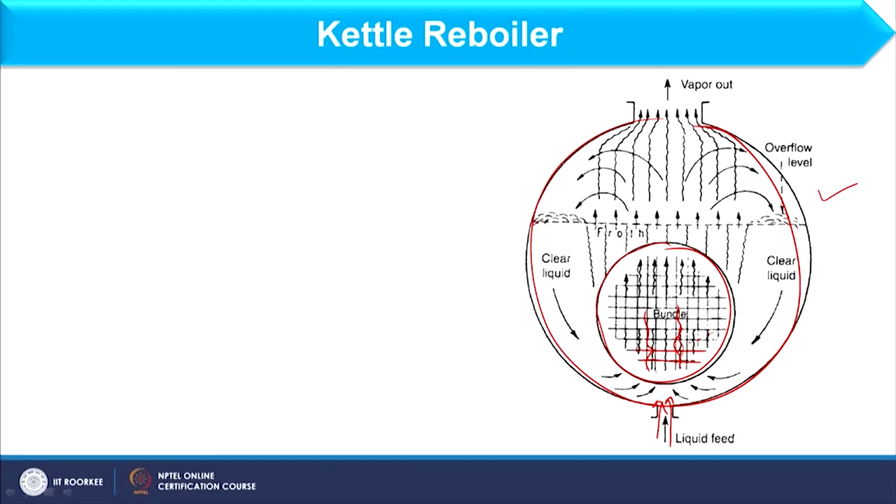And if you see in this diagram, we have this line, and this line is nothing but the weir. Okay. This is the weir, and this ensures that the bundle is always immersed in liquid. Okay. And in this case, because the bundle is in the liquid, we call this pool boiling, right. And when the vapor is formed and moves upward, it also carries some liquid droplets with it.